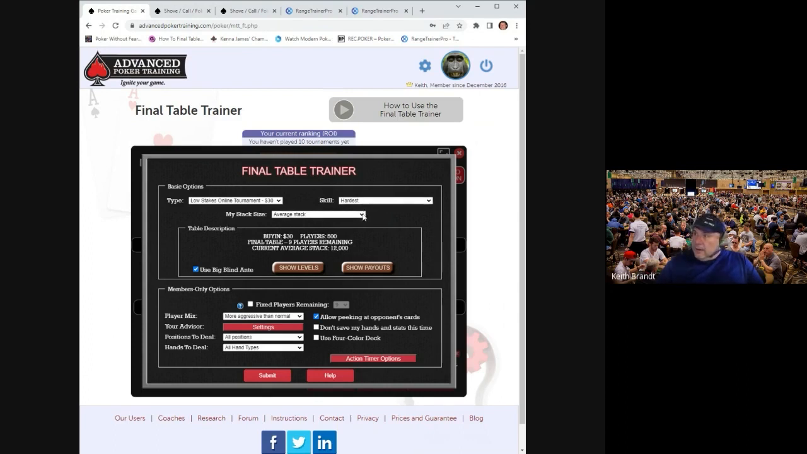Then we have some choices of what kind of stack we want to practice with. If we've got an average or medium stack, we've got a lot of ICM pressure on us. If we've got the biggest stack, we've still got some ICM pressure, but not as much. If we're the short stack, we've got a little bit of ICM pressure, but not as much. The ICM pressure gets worse as you get to maybe the third or fourth lowest stack on a final table. That's when you really have to be careful.